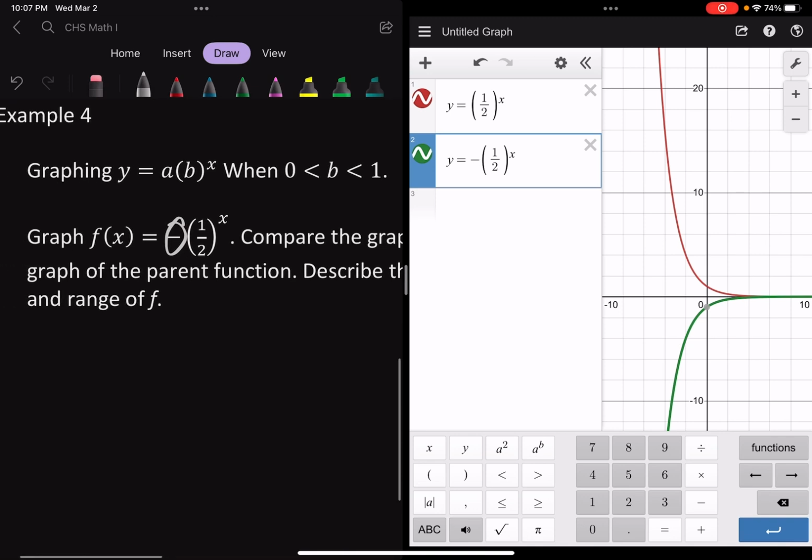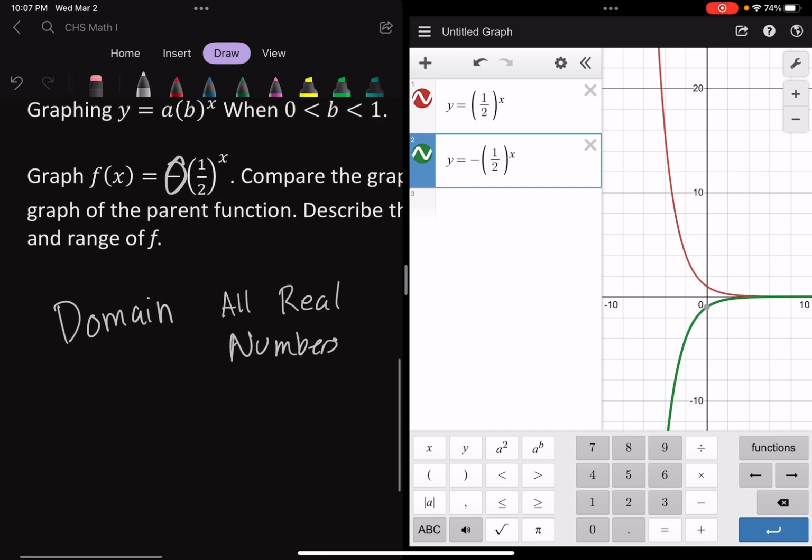So my domain here is still all real numbers. And then my range is going to be, we want all the values that are less than 0. So my top number is going to be 0, and we can go forever in the negative infinity direction. So we're doing all numbers that are less than 0.